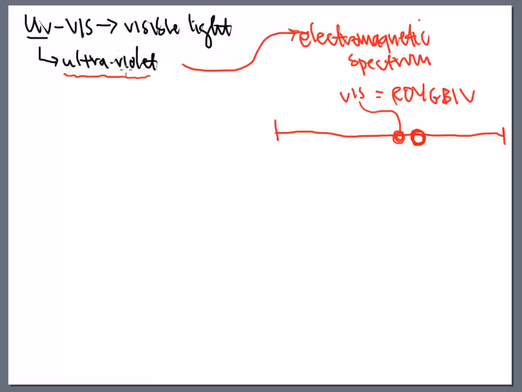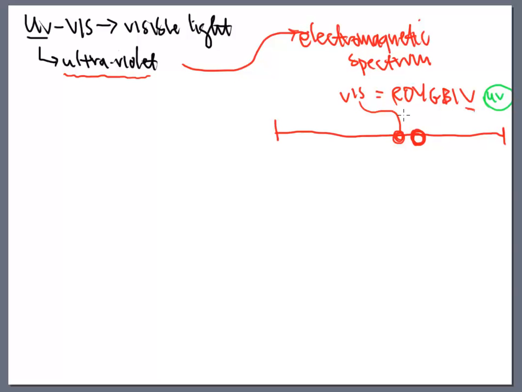Ultraviolet means, kind of, superviolet, right? So on this Roy G. Biv scale, here is violet. So that means my UV will probably be on this side, superviolet. So if that's violet, this is superviolet. It's on that side of the visible spectrum.